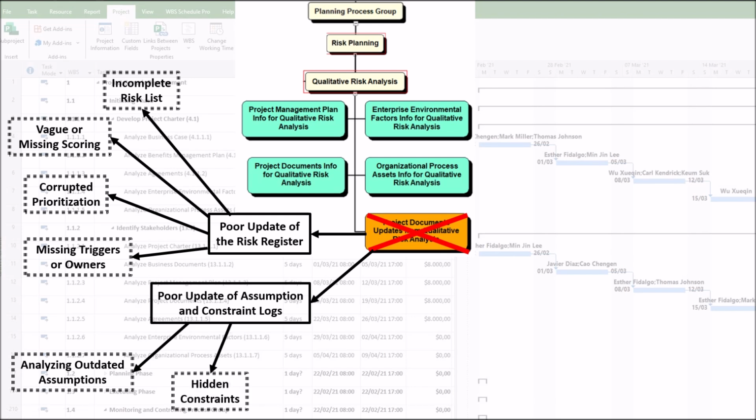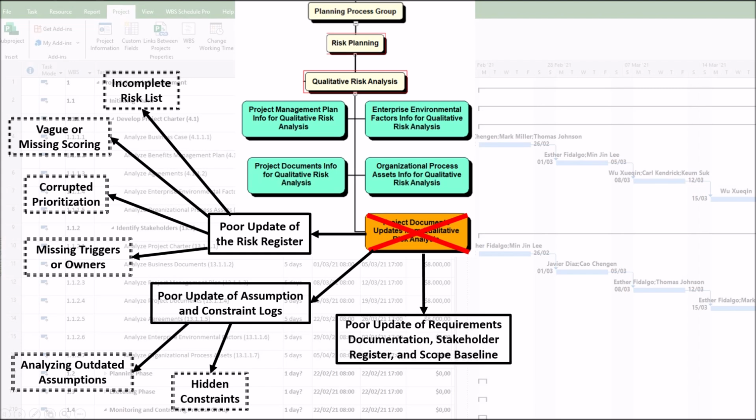Second, hidden constraints. Unrecorded constraints, such as a newly discovered regulatory deadline, create blind spots. Risks arising from these hidden constraints won't be identified or prioritized, leading to late surprises.